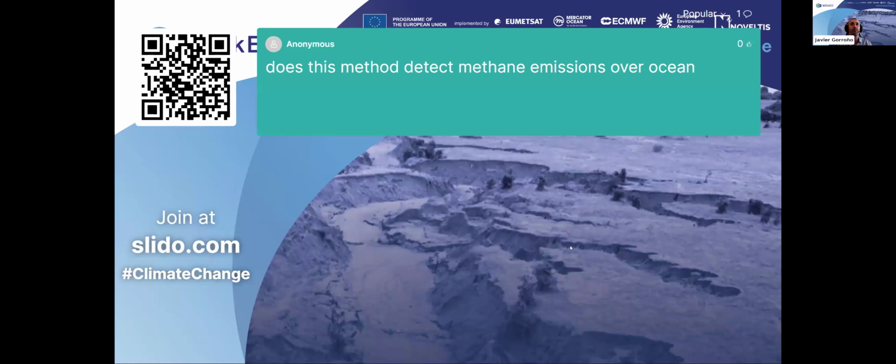But it's very important to also monitor the methane emissions over the ocean, because many of these oil facilities are completely non-tracked. You cannot go there, and they are even more unmonitored.